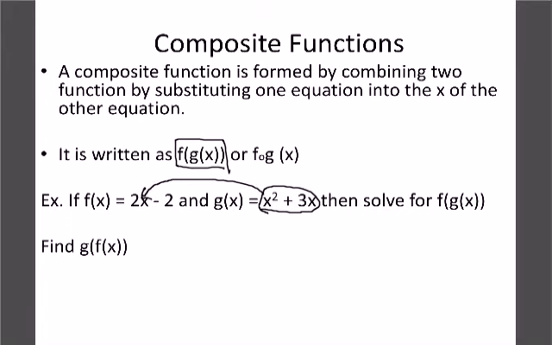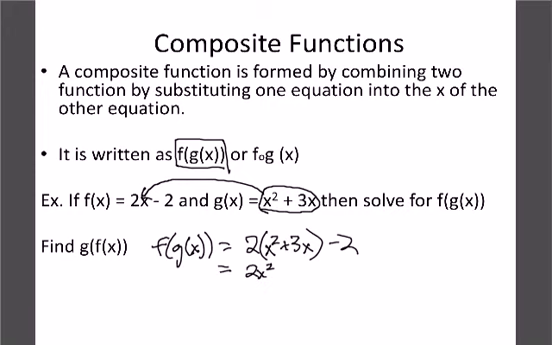So without any numbers or anything, the f of g ends up being, we just take that g equation and plug it in, so we get 2 times, but instead of having x, we put in the entire x squared plus 3x. And then the minus 2 stays the same. Then all we have to do from there is FOIL it out and simplify. So this one would have 2x squared plus 6x minus 2.